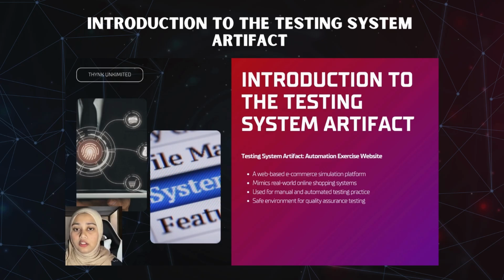Because it simulates real online shopping behavior, it is very suitable for testing how users interact with the application. The Automation Exercise website also supports both manual and automated testing, allowing different testing approaches to be applied. In addition, it provides a safe environment for QA practice, since it is a demo system and does not involve real user or real data or real business transaction. Therefore, this system artifact is highly suitable for learning, practicing, and demonstrating both manual testing and automated testing techniques.